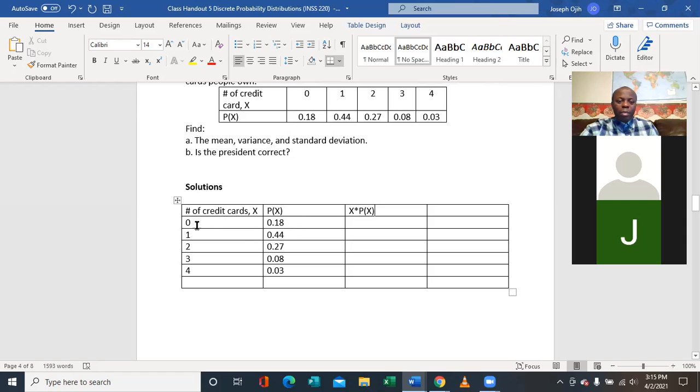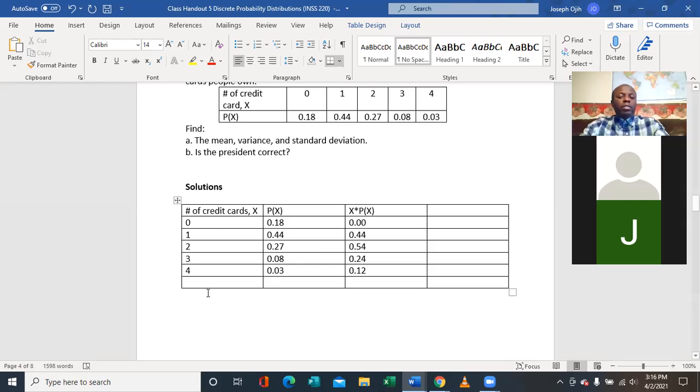So zero times, it means this times that. Zero times 0.18 is 0.00, because any real number multiplied by zero is zero. One times 0.44 is 0.44. Two times 0.27 is 0.54, and three times 0.08 would be 0.24, then four times 0.03 is 0.12, I believe. You can double check it.